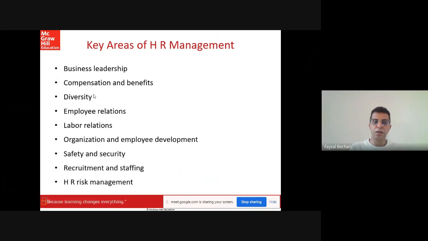Now, the key areas of human resource management are business leadership, compensation and benefits, diversity, employee relations, labor relations, organization and employee development, safety and security, recruitment and staffing, and HR risk management. We touched on this subject in the early chapters, Chapter One, and we're going to look at these and the technology part of it also.